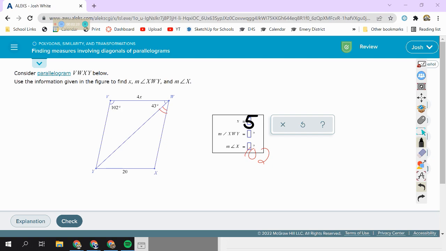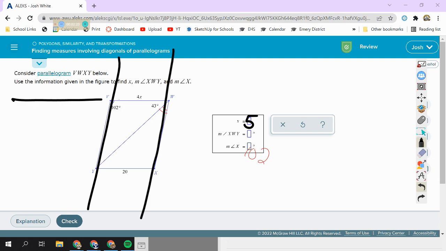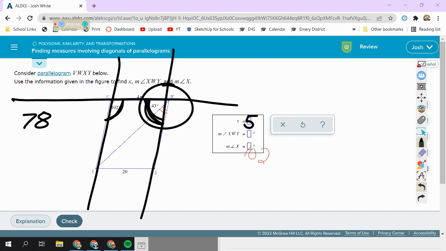Well, here I have two parallel lines cut by a transversal. How would you describe this angle and that angle? They're supplementary because they are consecutive interior. So 102 and this angle have to add up to 180. So this angle here must be, well, the big angle, the whole thing is 78. Everybody understand why?